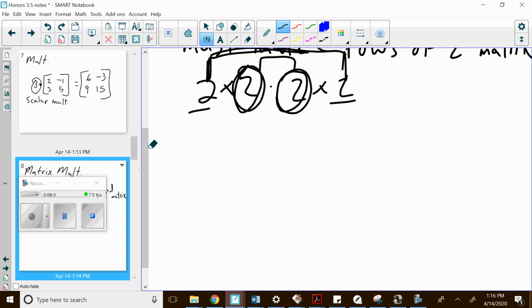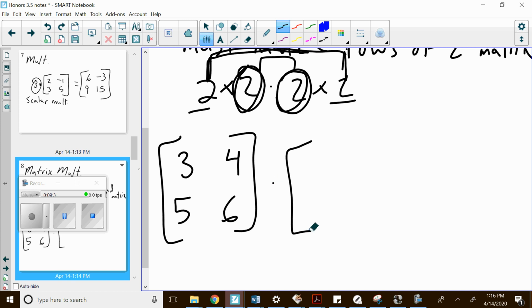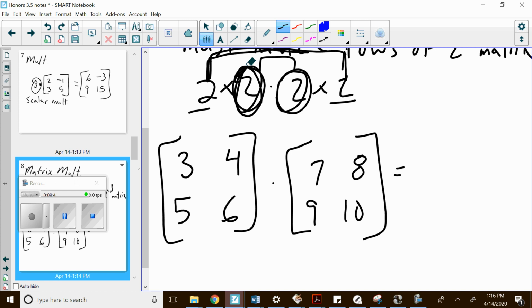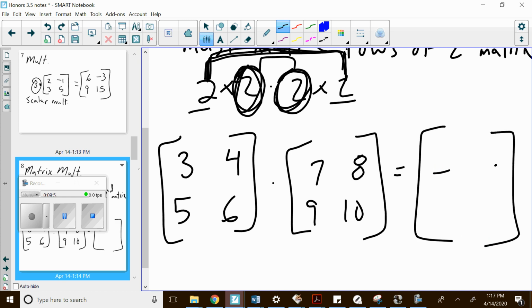But first off, let's make up a 2 by 2 times a 2 by 2. So let's do 3, 4, 5, 6 times 7, 8, 9, 10. Okay? And we already know that the columns of the first matches the rows of the second, and the resulting matrix is going to be another 2 by 2. So what I do is I actually write out the resulting matrix and I put little blanks here, okay, to show that what's going to result is another 2 by 2.